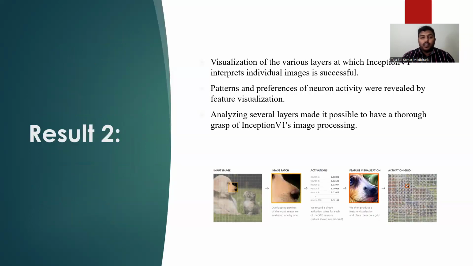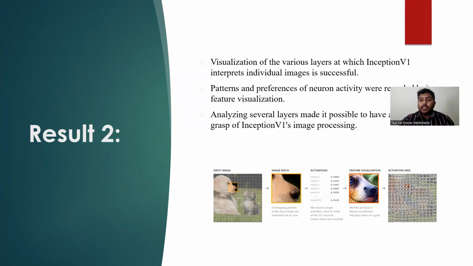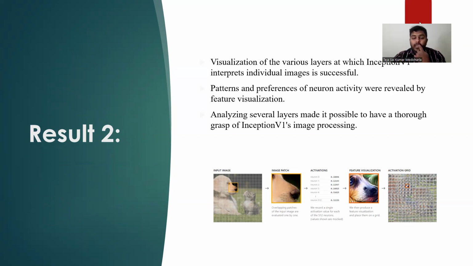Result 2: this visualization of various layers at which Inception V1 interprets individual images is successful, and analyzing several layers made it possible to grasp Inception V1 image processing. Here we have the image input, image patch, activation, feature visualization, and activation grid.